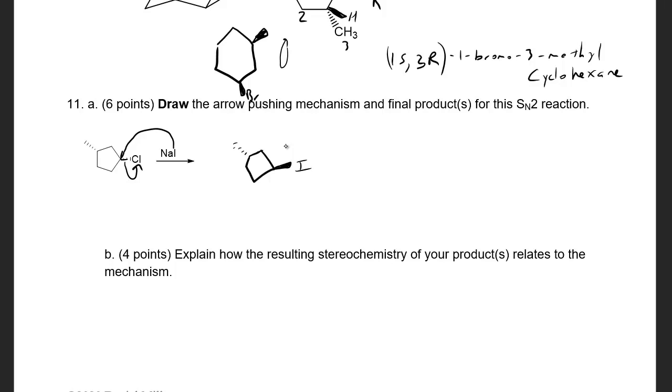And for the stereochemistry, that relates to the mechanism. So we did a backside attack. So we flipped this stereocenter from what it was to what it is. So a backside attack flips one stereocenter, and that stereocenter was the carbon that we attacked.